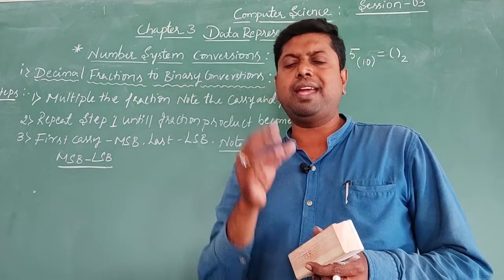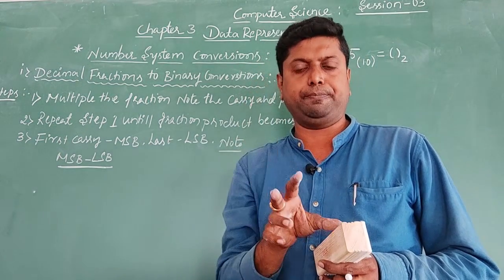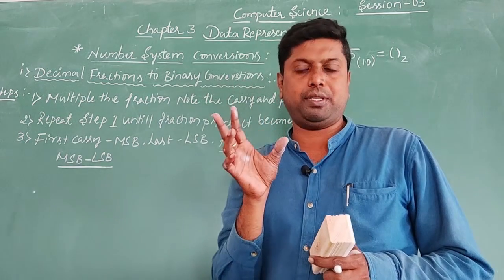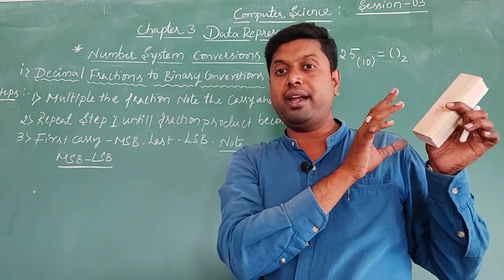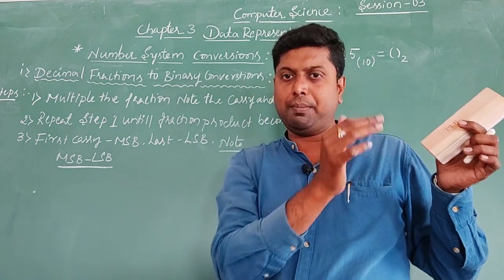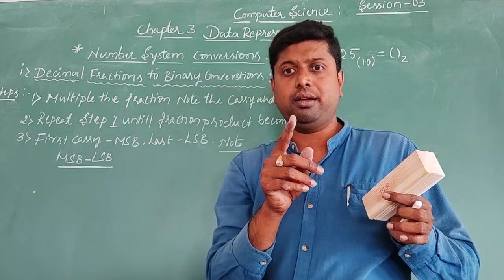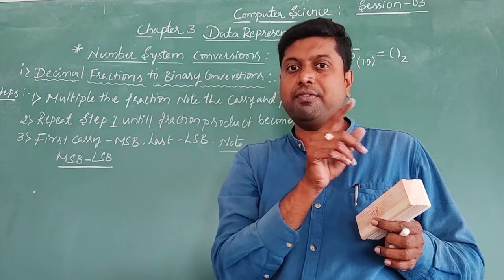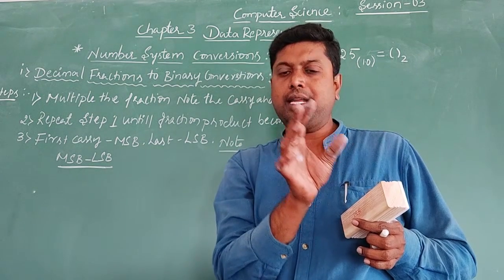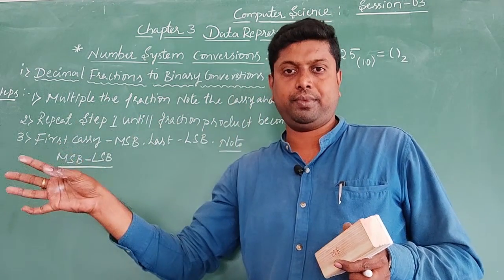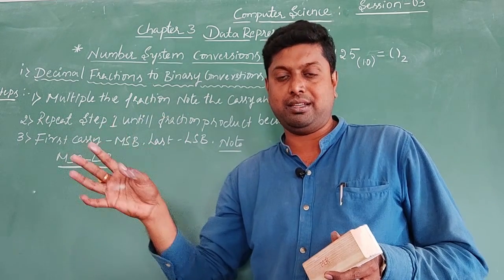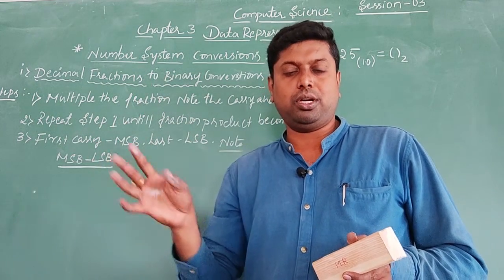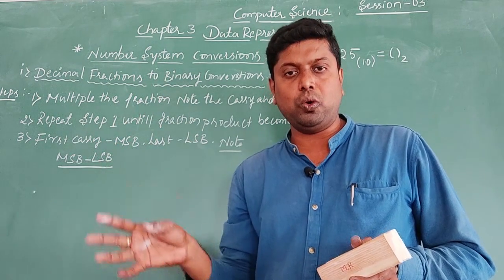For that we have to follow some steps. What are the steps? Anyhow, we divide the given decimal number by 2, but here when we go for the fraction, automatically the steps will change. What are the methods to convert the fraction number into a binary number?